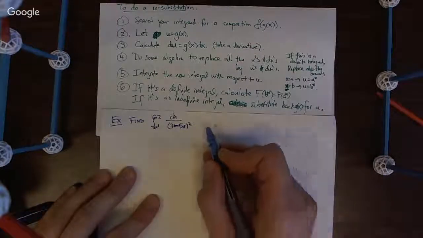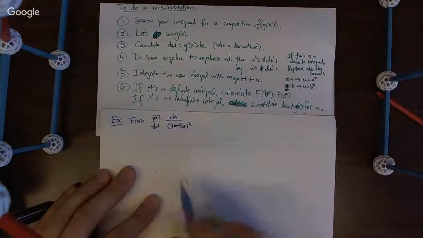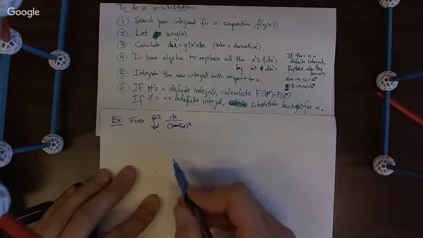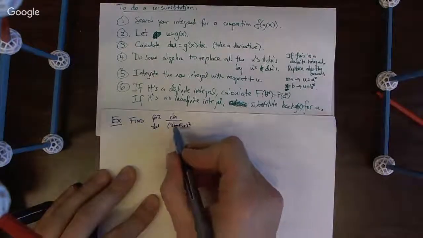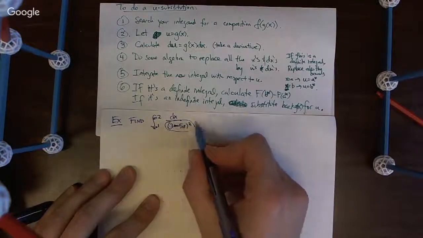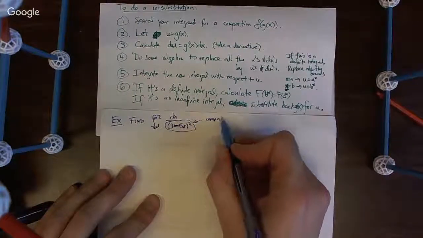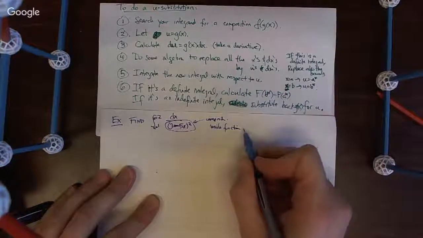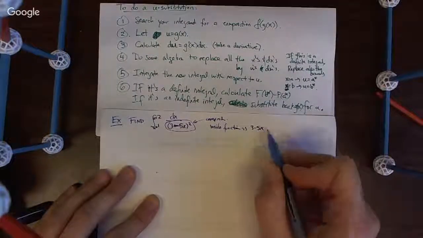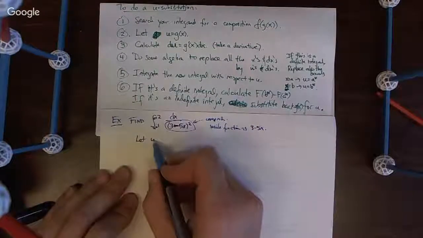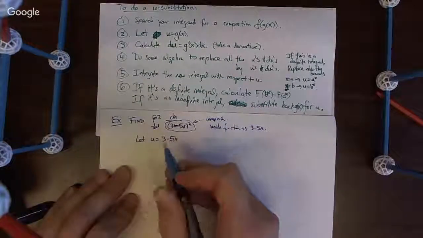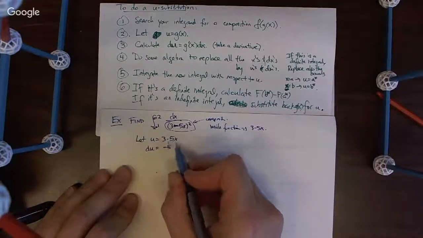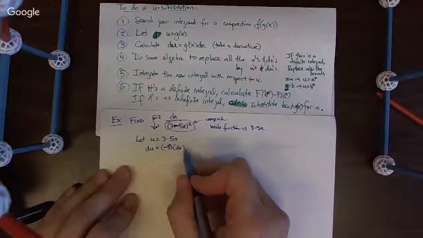Okay, so again, we're searching for a composition here. And what we see is a composition where the inside function is 3 minus 5x. So I see a 3 minus 5x squared. This is our composition, and the inside function is 3 minus 5x. So we let u equal 3 minus 5x. We say then, what is du? du equals negative 5 times dx.